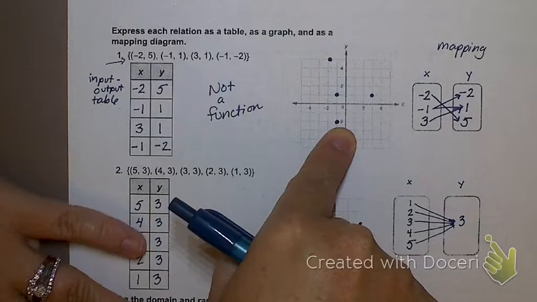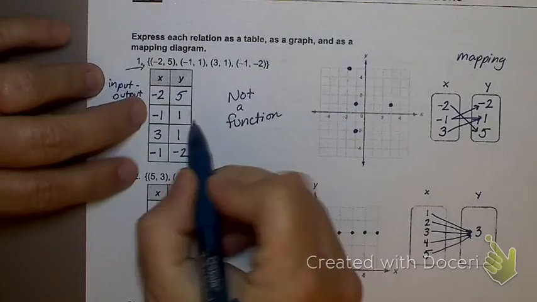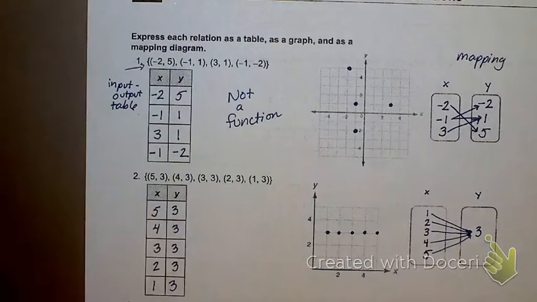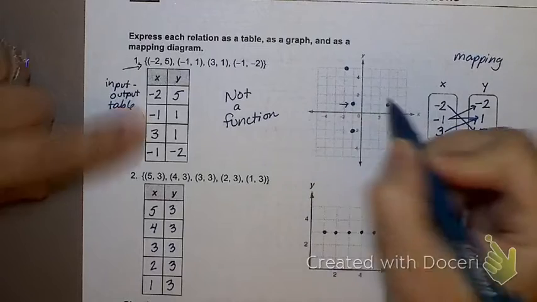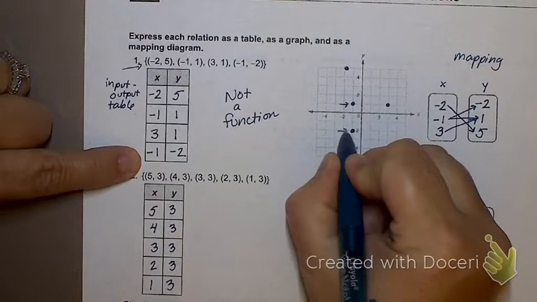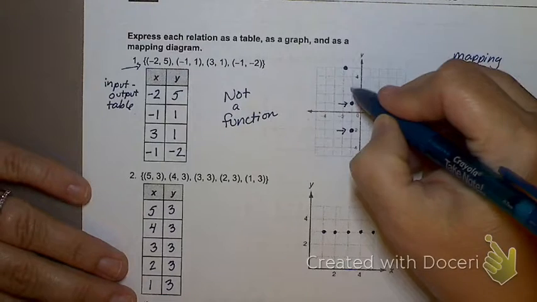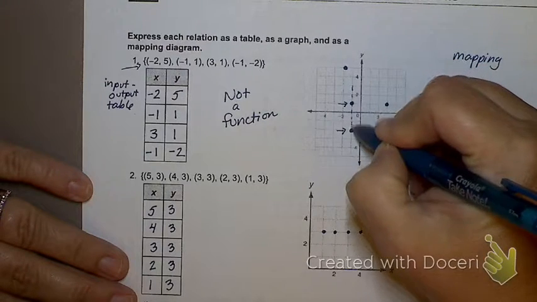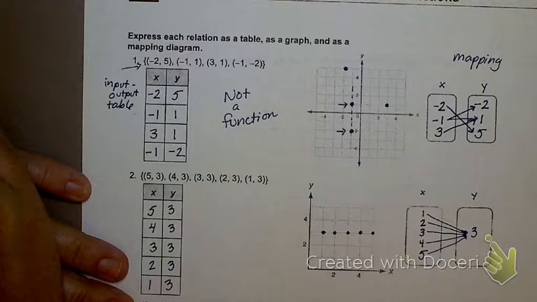If 2 points have the same x value, let's look at those 2 points on the graph. Where is -1, 1? Right here. And -1, -2 is right there. How are those similar? We're still on the same line. They are vertically right above each other. So that leads us to this thing called the vertical line test. Have you heard of that before?